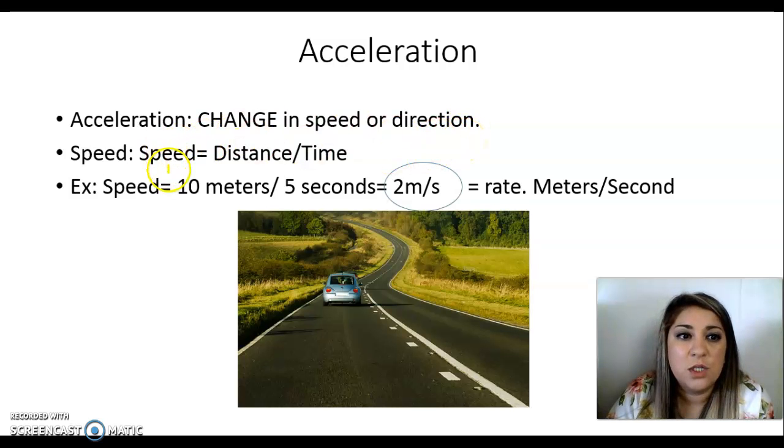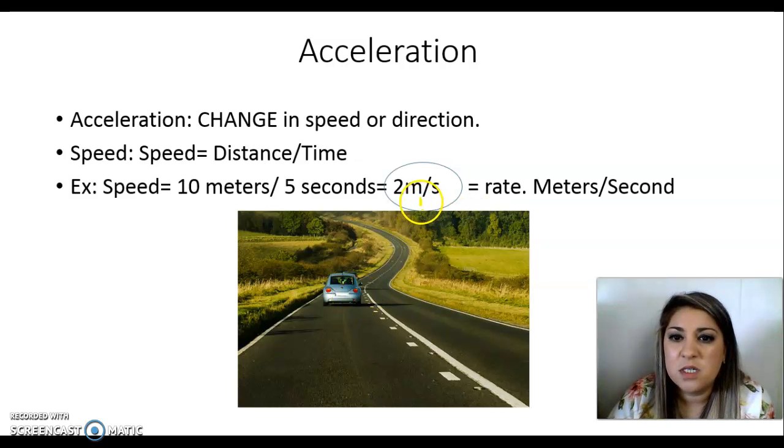So let's look at speed. We can calculate speed by dividing our distance by our time. So for example, if I have a car, let's say this car here in the picture, and they're traveling 10 meters in 5 seconds, then 10 divided by 5 is 2. So then our speed will be 2 meters per second. So that means that this car is traveling 2 meters every second.